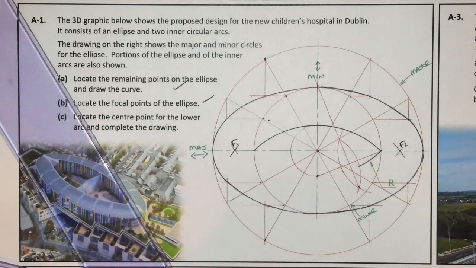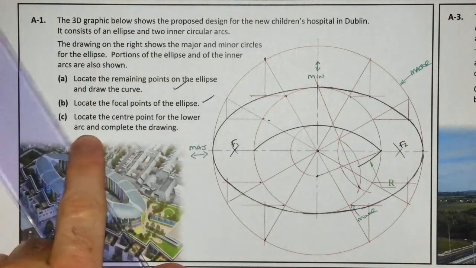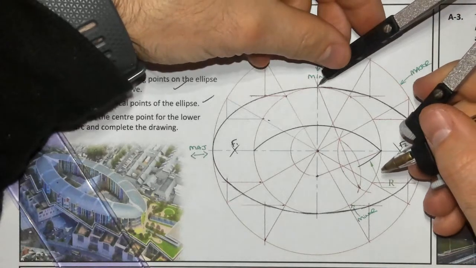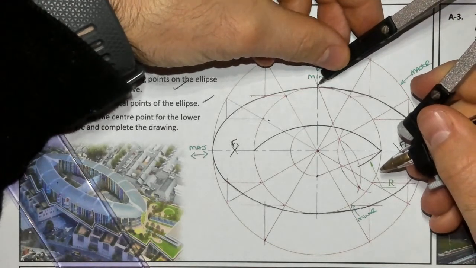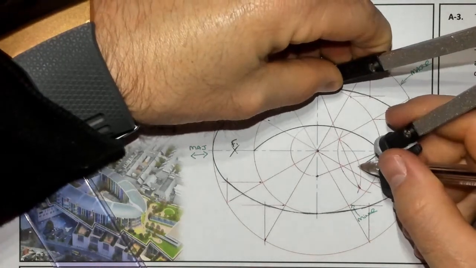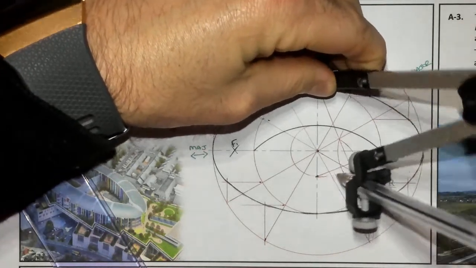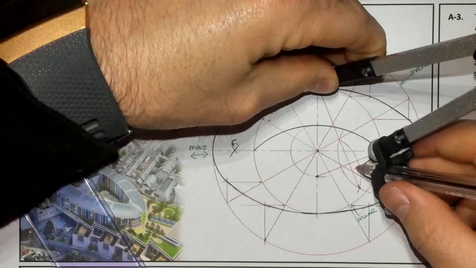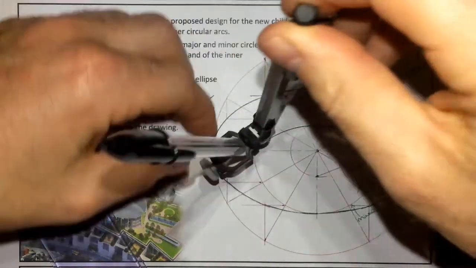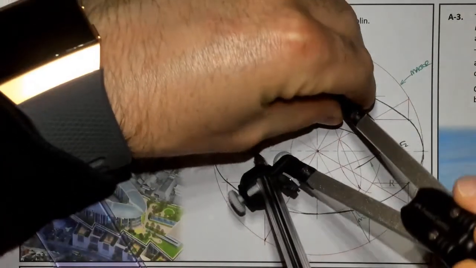So now that I've identified the center, I should be able to complete my arc, which is the part C, locate center point for the lower arc. So I found the center point, it's roughly there. I want to get it as accurate as possible. So before I draw it, I would always obviously mark it onto it, make sure it's going through, put it a little bit high there, so about there, make sure it goes through the other side. Yeah, I'm happy with that.